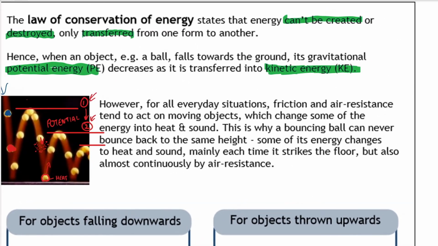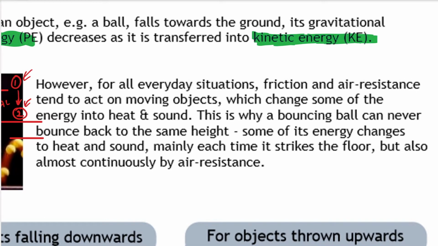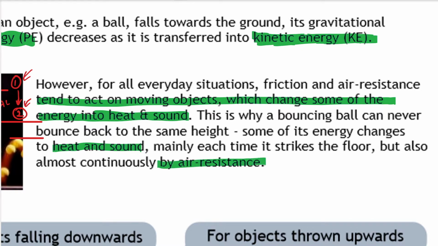And you can pause the video and read this paragraph to reinforce the point. Something else it has mentioned here, look, is that friction and air resistance tend to act on moving objects which change some of the energy into heat and sound. I forgot to mention sound. Of course, when you've got a ball landing on the floor, you're going to have that sound energy produced as well. This is why a bouncing ball can never bounce back to the same height. Some of its energy changes to heat and sound, mainly each time it strikes the floor, but also because of this air resistance.